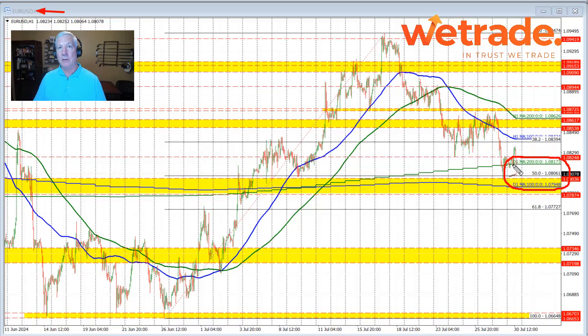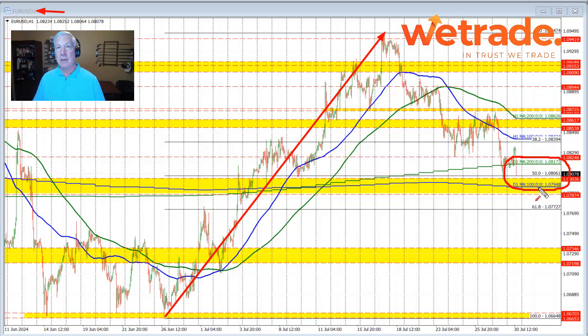We had a little dip below in the Asian session, a little dip below in the early European session, but we're seeing a rotation back to the downside. The 50% retracement of this move up from the low back in June to the high price that we saw in the month of July comes in at 1.0806, and we're back down testing that.